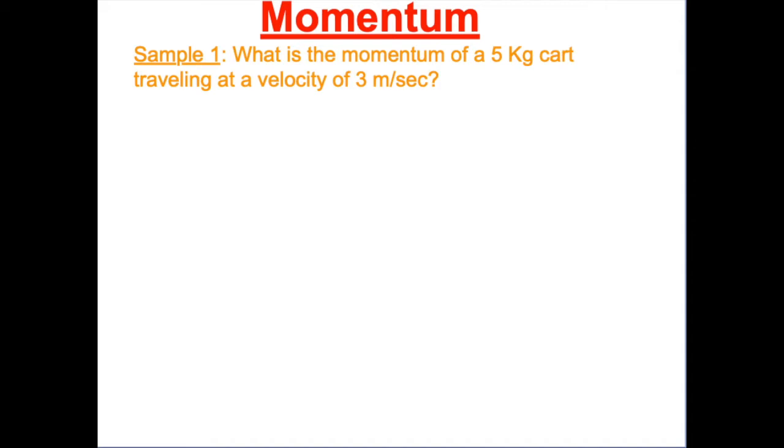What is the momentum of a 5 kilogram cart traveling at a velocity of 3 meters per second? The first thing we do is write our formula. Then we plug in our numbers. 5 kilograms is the mass, the velocity is 3 meters per second. 5 times 3 is 15. But we do need a unit.